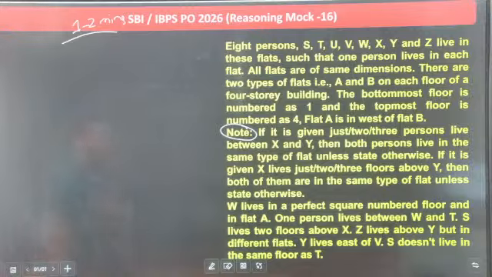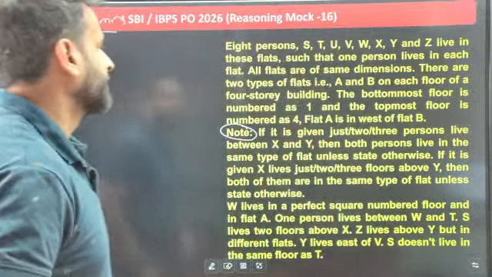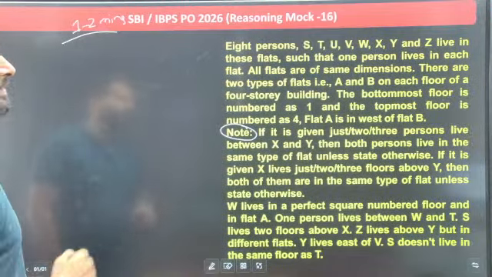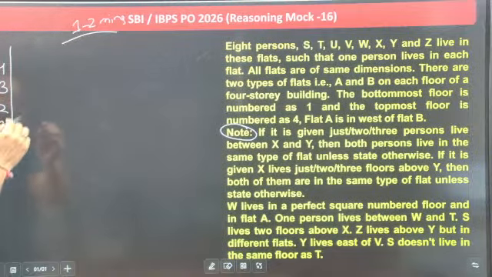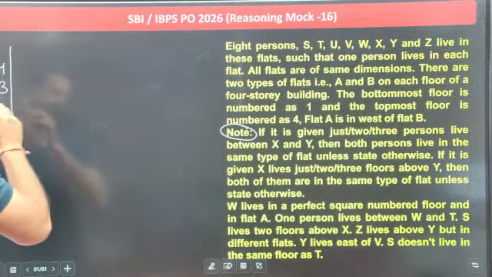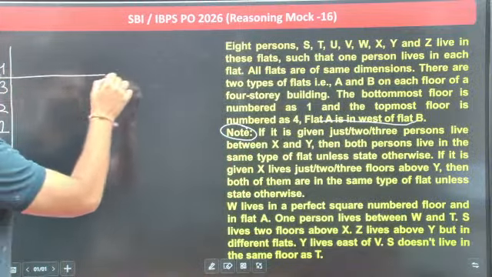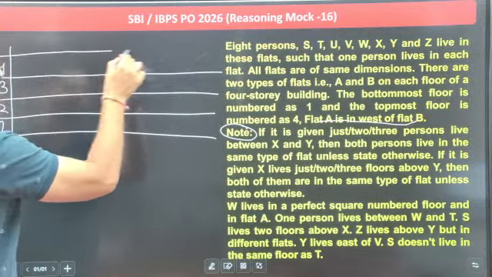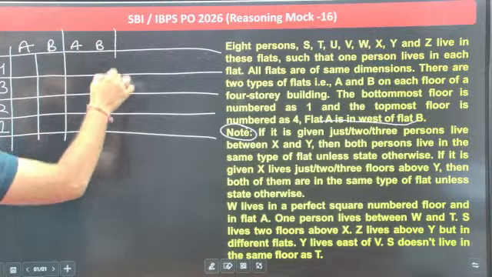Yes, shall we see the solution? Done. S, Z, X, and V. Perfect. So 4 floors. What is the numbering of floor? Topmost floor is numbered as 4. So this will be 4, 3, 2, and 1. And flat A and B direction: A is west of B. Flat A is west of B, right?